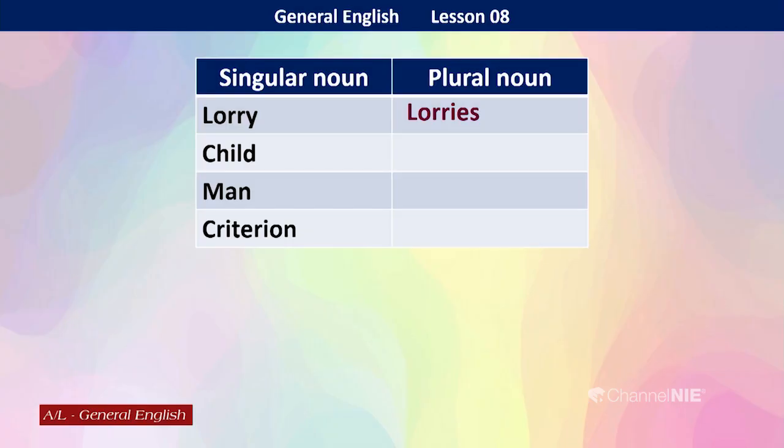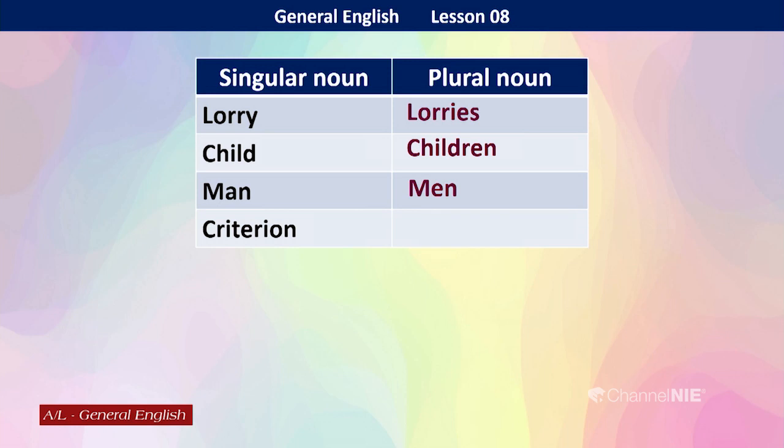Child. Is it a regular noun or an irregular noun? Yes, it's an irregular noun. There you have to add REN and it becomes children. Children is the plural form. Man, if you can remember, we talked about internal vowel change. This is an irregular noun. So, man, what is the plural form? Men.